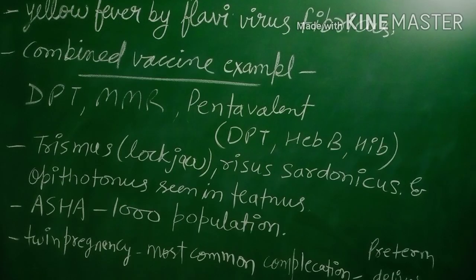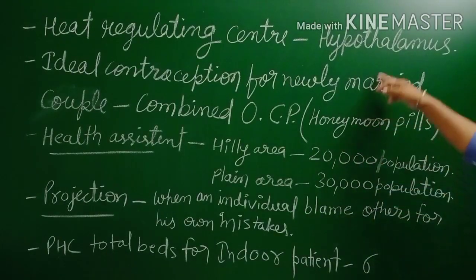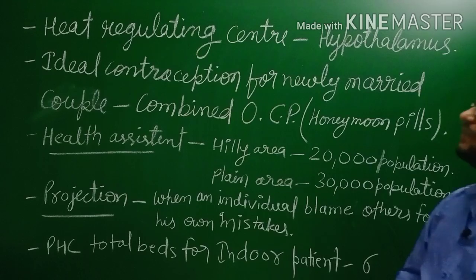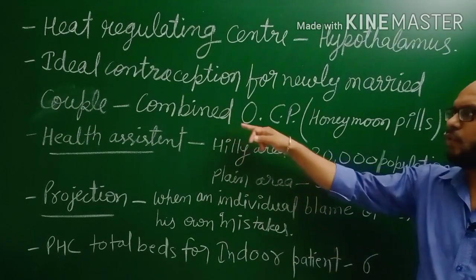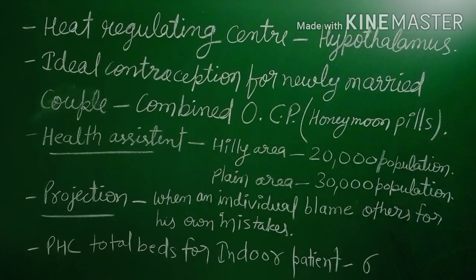In twin pregnancy, the most common complication is preterm delivery. The heat regulating center of our body is the hypothalamus. The ideal contraception for a newly married couple is combined oral contraceptive pills. They are also known as honeymoon pills.